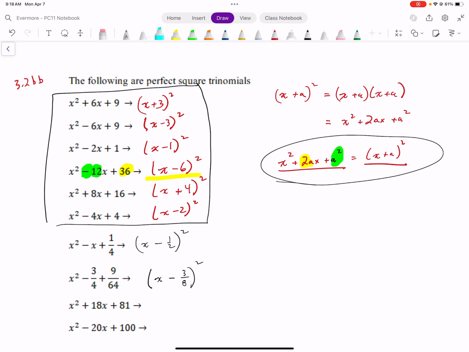So I often take a look at the constant. If I know it's a perfect square trinomial, what is the square root of 9 over 64? Well, that's 3 over 8. Well, what's 2 times negative 3 over 8? Well, that's negative 3/4. So I'm able to put it together in such a way. Now try the last two. See if you can spot the perfect squares.